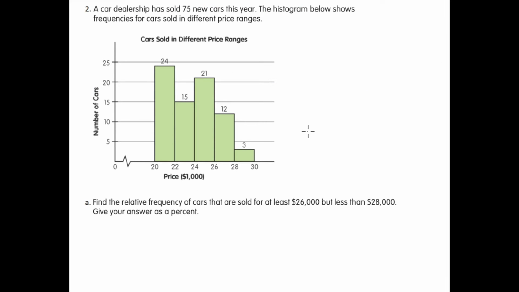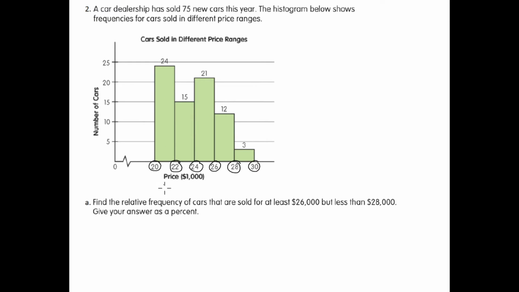For the next part of the worksheet, we were given a histogram, and it shows a car dealership that has sold 75 new cars this year. The histogram below shows the frequencies for the cars sold at different prices. So this is price per thousand. So this 20 here represents 20,000. This is 22,000, 24, 26, 28, and 30,000.